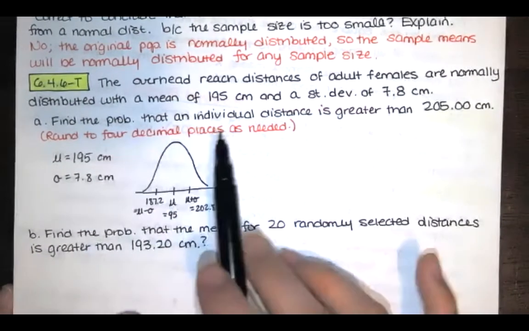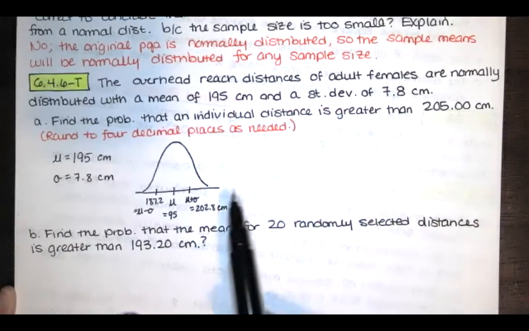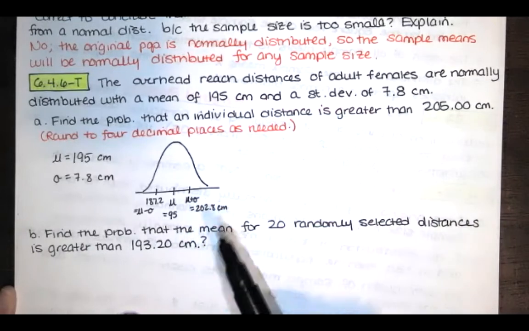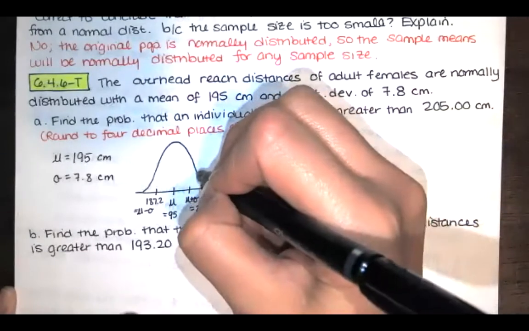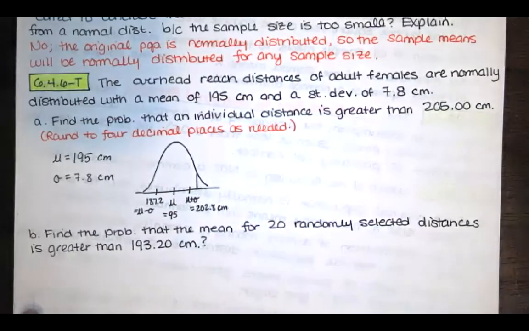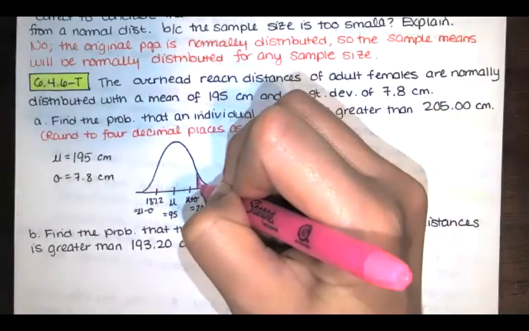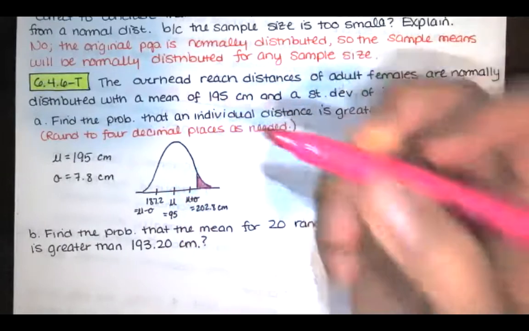Now we're asked to find the probability that an individual distance is greater than 205 centimeters. Now 205 centimeters is going to be somewhere over here. And we want the probability that the distance is greater than that. So what we really want is the area of this region right here in that right tail.